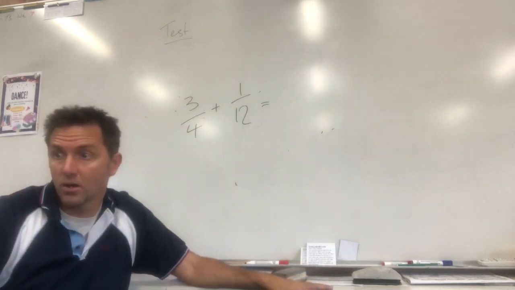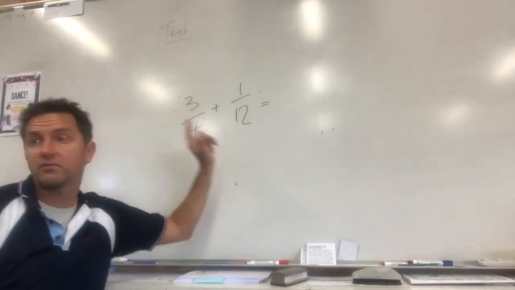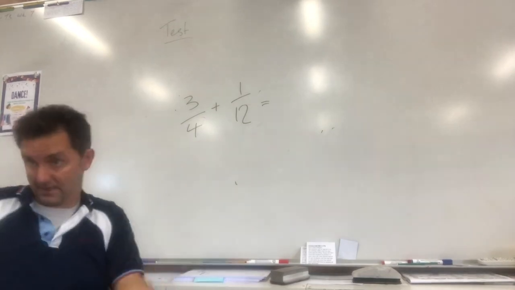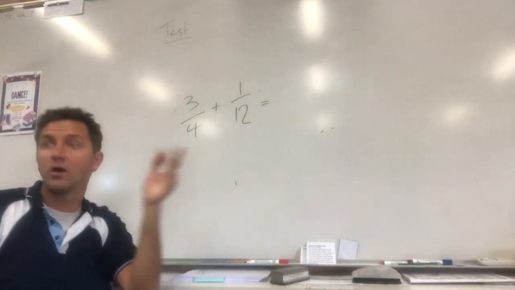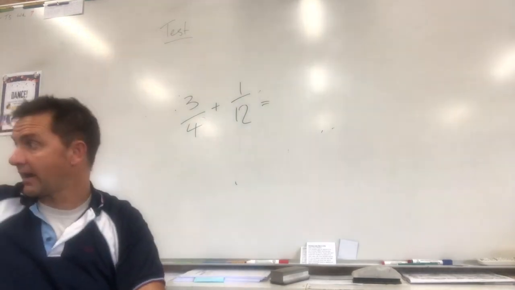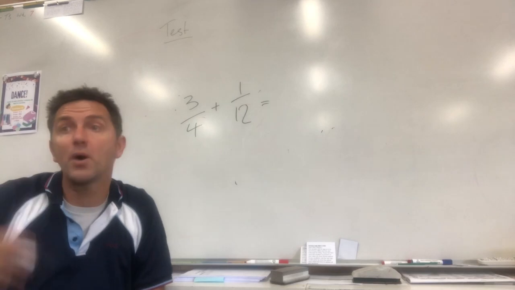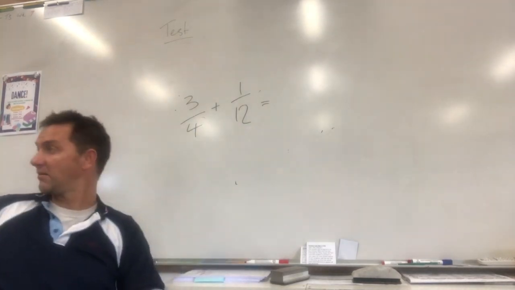Do you know? Yeah. What? 3? No, 4 doesn't go into 3. 12 doesn't go into 3. Incorrect. 24's getting better, yeah? 4 goes into 24 and 12 goes into 24. I could do that. I could do 48. I could do 24. But there's even a lower number they both go into. Yes? They both go into 12.